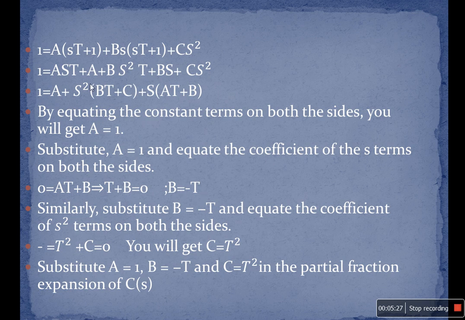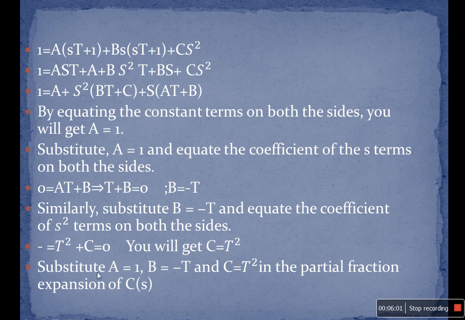After that, equate the s square terms. In the left hand side we are not having any s square terms. In the right hand side we are having the s square terms, that is b tau plus c. So b tau plus c equal to 0, but we know that b value is minus tau. So in place of b, substitute minus tau. So minus tau into tau plus c equal to 0. That means minus tau square plus c equal to 0. Then you will get c equal to minus tau square. C equal to tau square, not minus tau square, it is tau square.